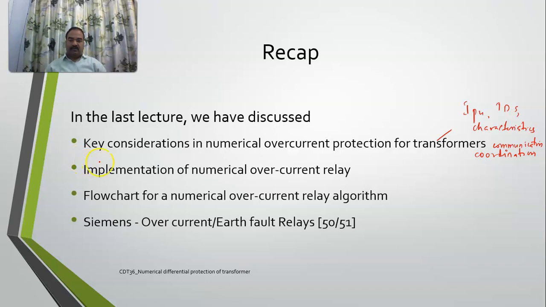And then we have tried to see how to implement the numerical overcurrent relay, the procedure, and we have developed a flowchart for the numerical overcurrent relay algorithm. And finally, we have gone through a Siemens developed overcurrent relay. We have seen what the LEDs display, and we have seen the functions which will be provided by this Siemens overcurrent relay.